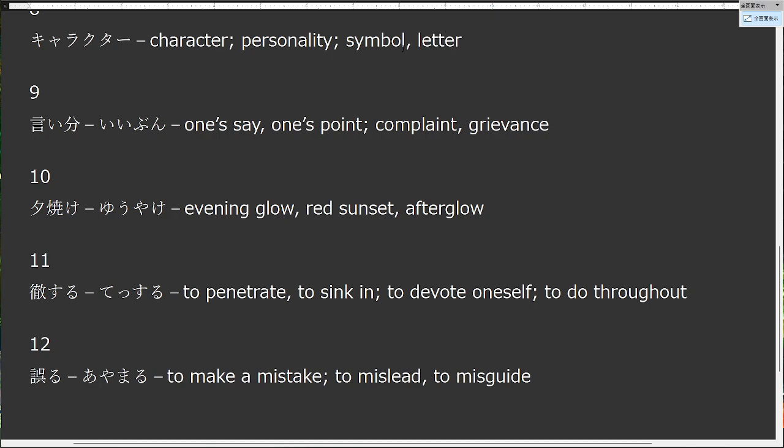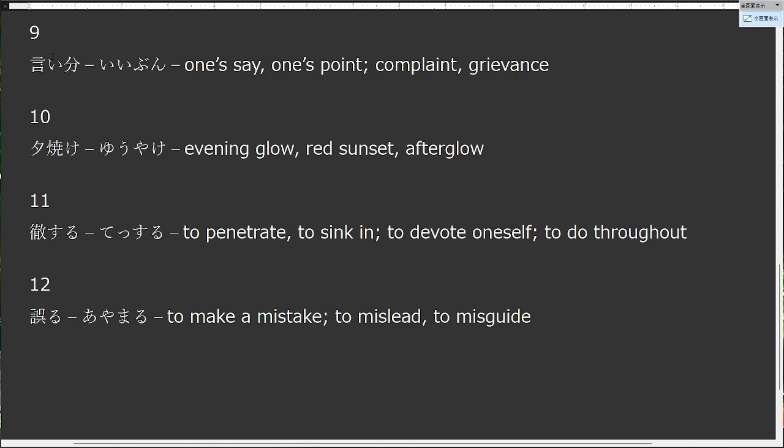A symbol or a letter is a character. Like in computer science, the char is a character. A kyarakta is a character in all the ways that we use it in English as well. Kyarakta, with that long ta. Kyarakta is a character.